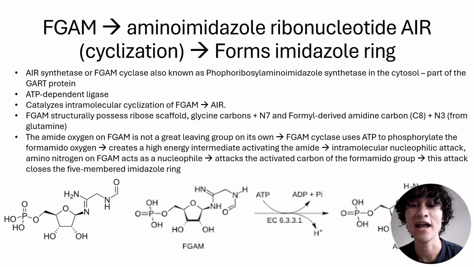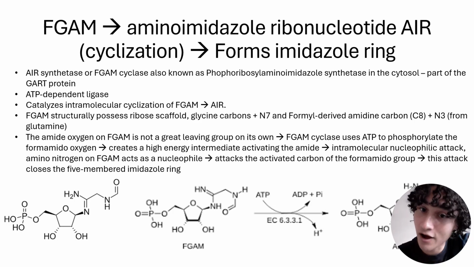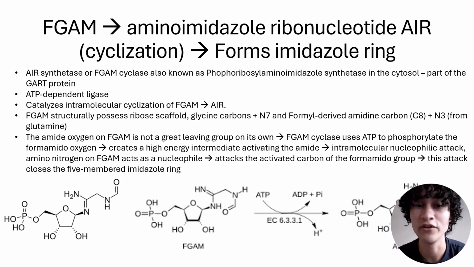We need that ATP to act as a phosphate donor because we need that phosphate on our formylglycinamidine ribonucleotide to act as a good leaving group, okay, to allow for that intramolecular nucleophilic attack that's going to govern cyclization of our formylglycinamidine ribonucleotide into our aminoimidazole ribonucleotide.